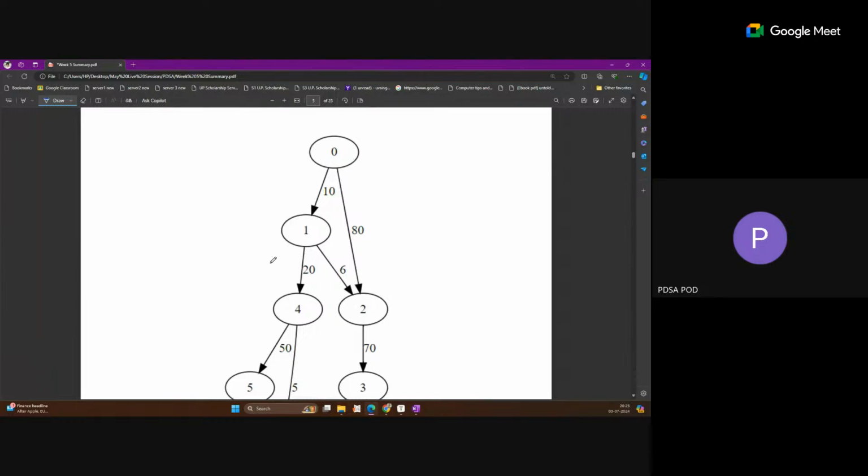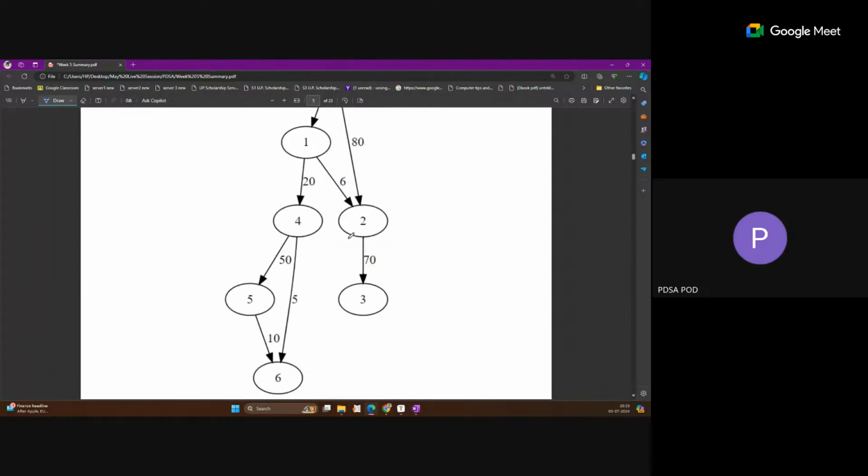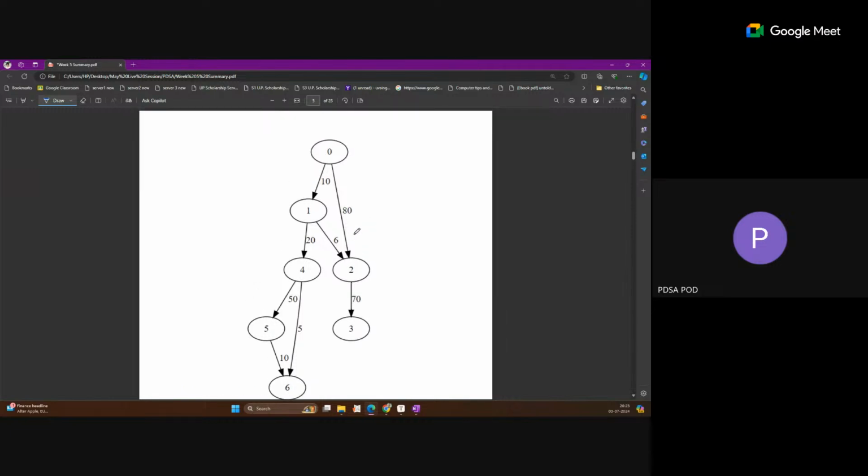We will understand this with a graph. Let me copy this. Suppose this is a graph, and we are considering that 0 is the source vertex. We want to find the shortest path from 0 to each vertex: 1, 2, 3, 4, 5, 6. What is the shortest path value for each vertex from 0? So how does this algorithm actually work?